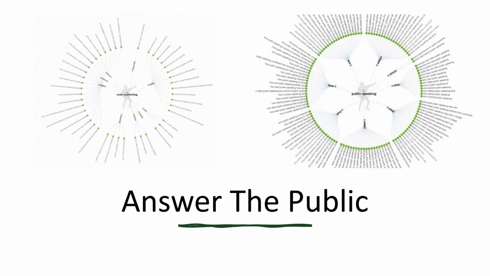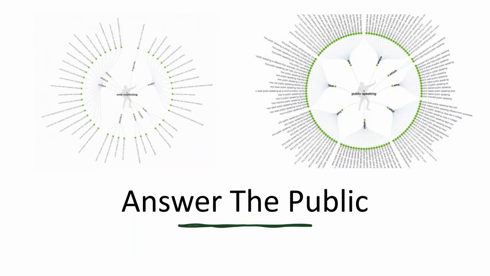Best feature: vs. keywords. You'd be surprised how many people search for X versus Y keywords in Google. For example, iPhone versus Android or SEMrush versus Ahrefs. And Answer the Public has a section of the results dedicated to vs. keywords.